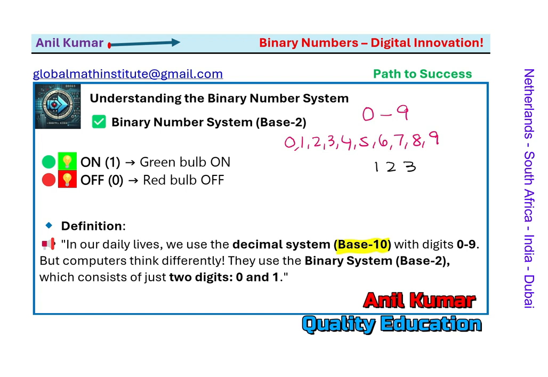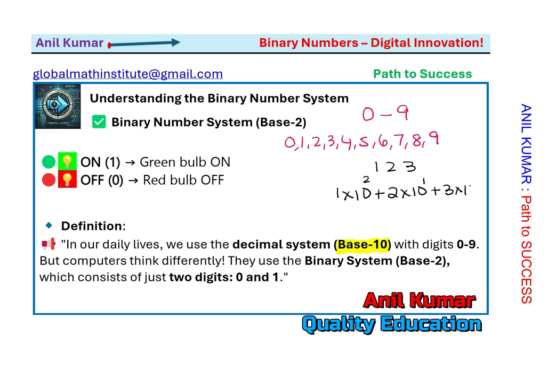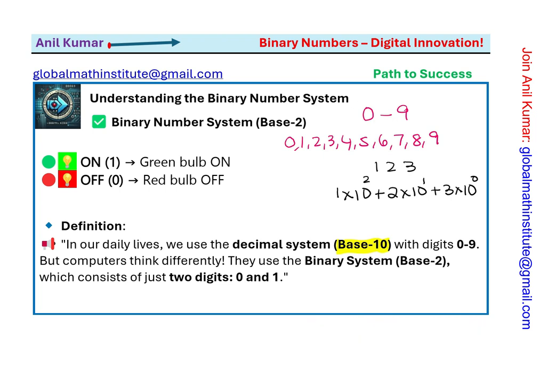So it means 100, right? So it means 1 times 10 to the power of 2 plus 2 times 10 to the power of 1 plus 3 times 10 to the power of 0. Anything to the power of 0 is 1. So we get our number, 123. Correct. So that is how we read our basic base 10 decimal system numbers, right?